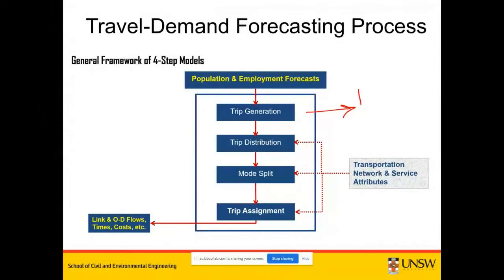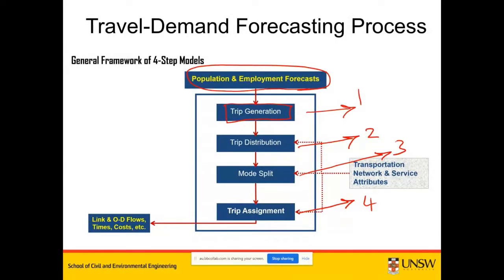So that's step 1. Trip distribution is step 2. Mode choice is step 3. And traffic assignment is step 4. So what happens is, in this travel demand forecasting process, we will start with some population and employment forecast. Then based on those forecasts and projections, we estimate how many trips will get generated.